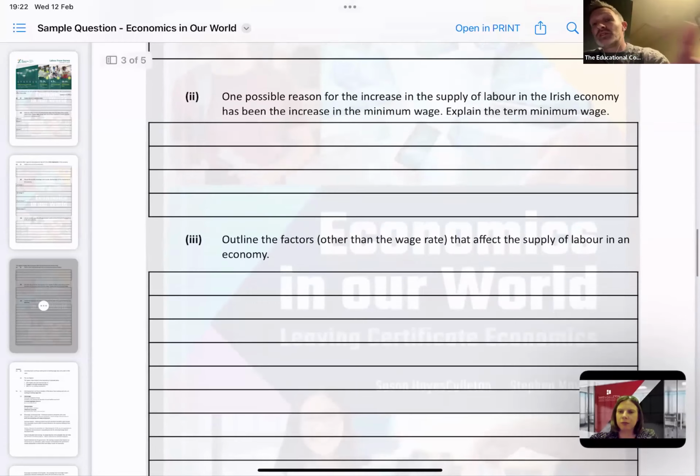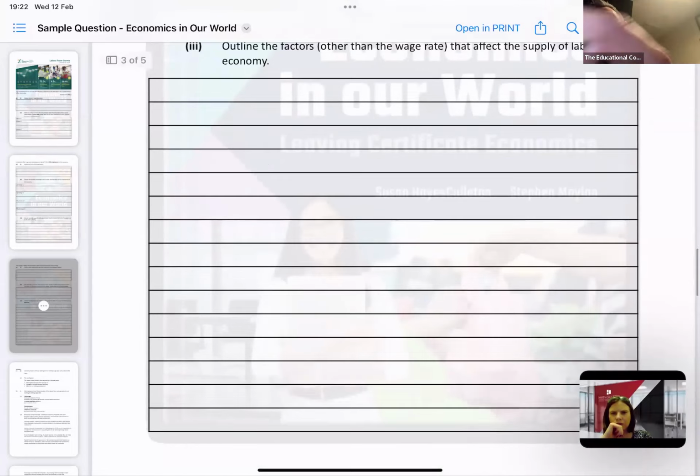Now, I could have went there with the part 3. I went back to the supply of labour. So I said, outline the factors other than the wage rate that affect the supply of labour in an economy. Again, I've given the lines there with no numbers just to get across to students how many points. And again, it's good training for them in class if you're giving class tests, just to train them up in terms of the lines, the spacing, how much points they should be giving.